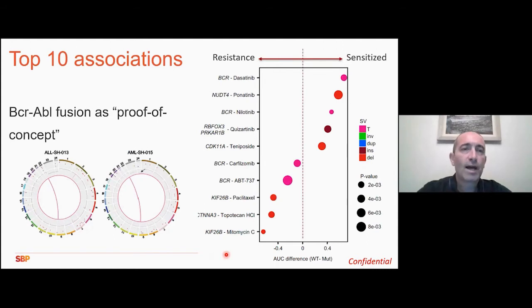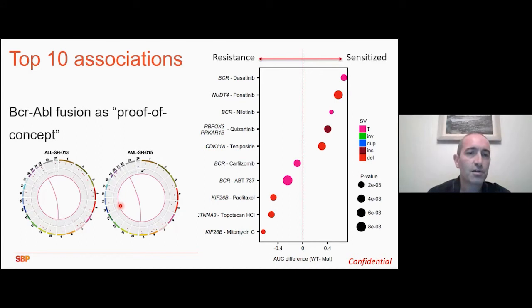This is just another way of showing our top associations. In this waterfall plot here, we see the top 5 structural variant drug associations that sensitize to the drugs. And on the other side, the top 5 structural variants that are associated with resistance. As you can see, BCR-ABL translocations are involved in sensitization to some drugs, but resistance to others. So we chose this BCR-ABL fusion as our proof of concept.